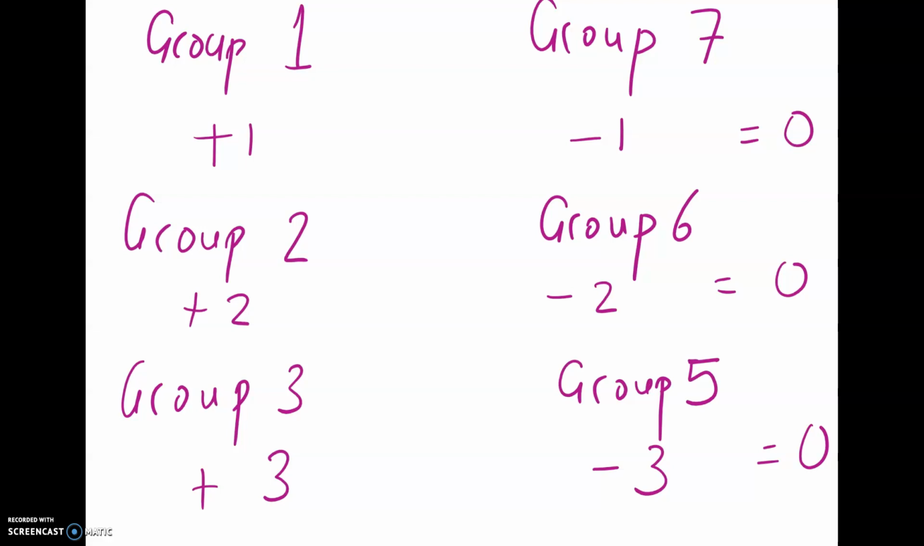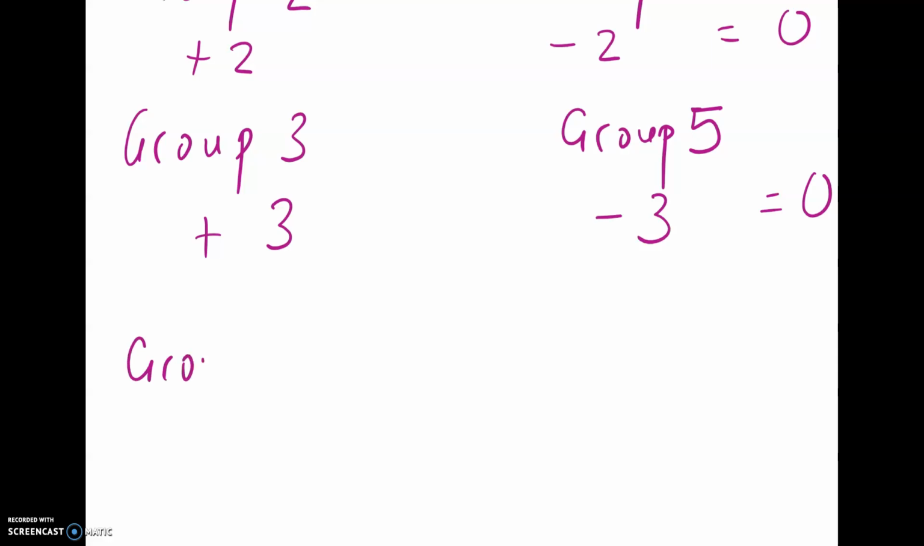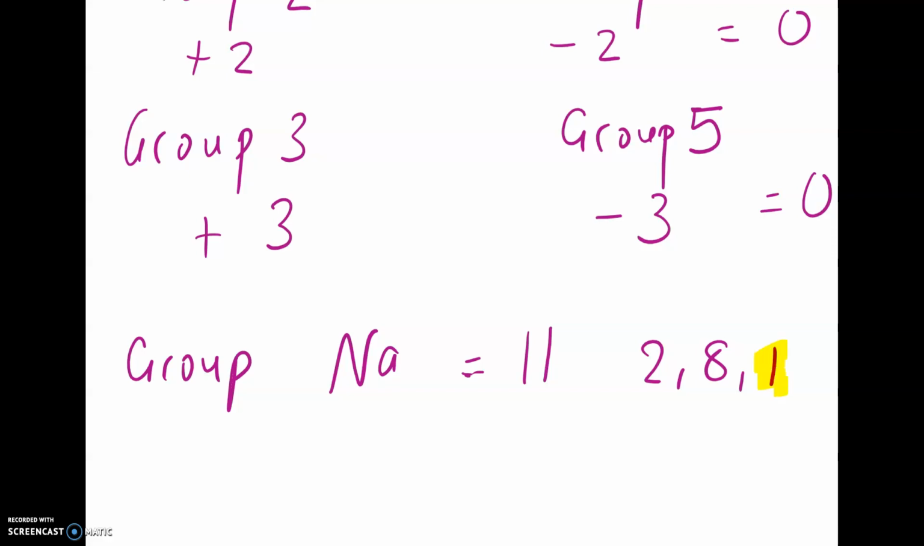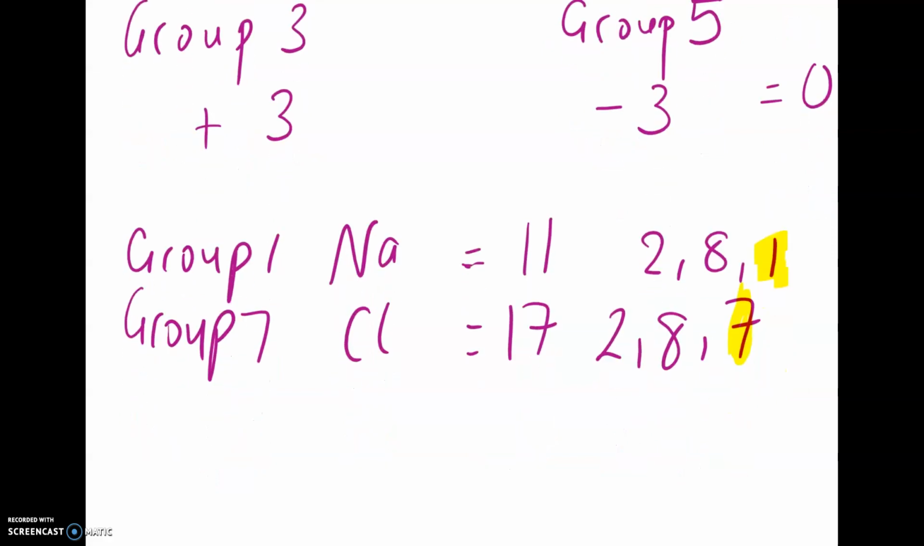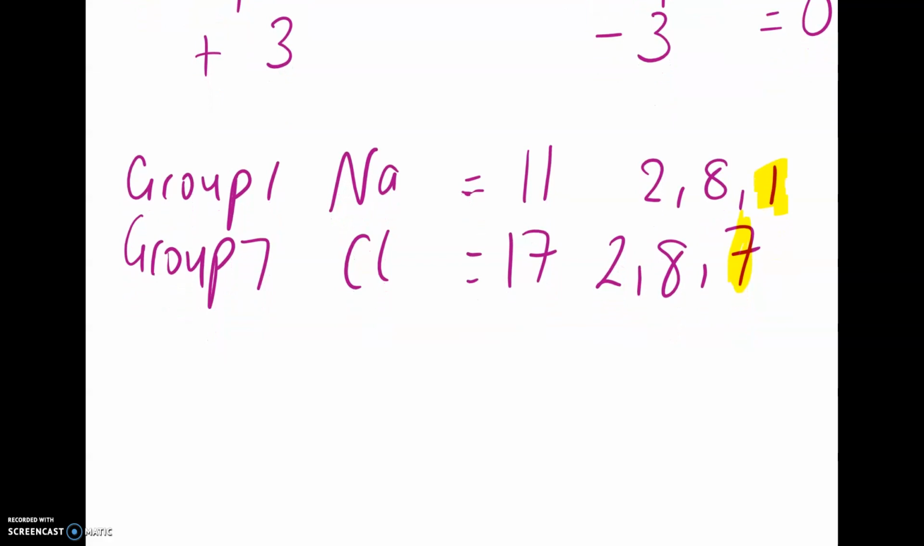So if we were to look at these in examples, so group 1, you have sodium that has 11 electrons, which is 2,8,1 configuration, highlighting the 1. If I then go to group 7, chlorine, that's got 17 electrons, it's got 2,8,7. So in order to get a full outer shell configuration, sodium needs to lose that 1 and chlorine needs to gain 1.